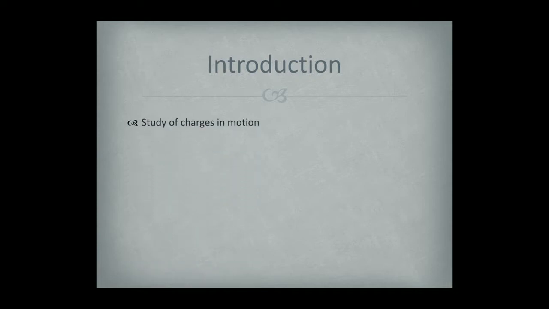Okay, let me start. As we all know, the definition of current electricity: it is the study of charges in motion. Unlike in electrostatics, where we deal only with charges at rest, in this chapter we will discuss the behavior and properties of charges when they are in motion.